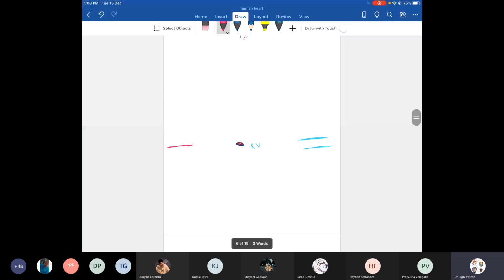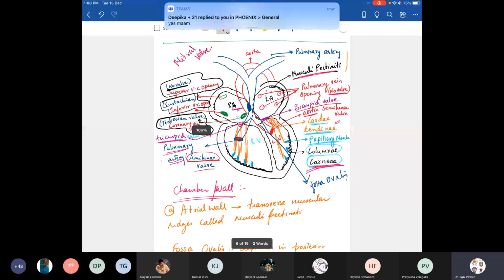Okay. Now write down the external. External is done. Now we'll be studying the internal structure of the heart. Come on, write down: internal structure of the heart. Everybody draw this.